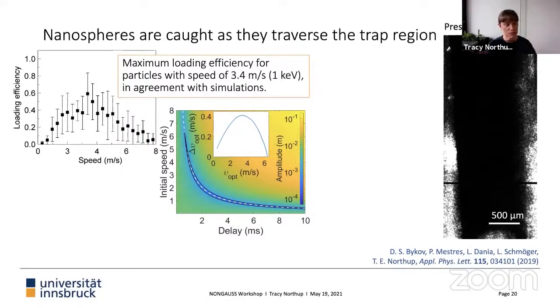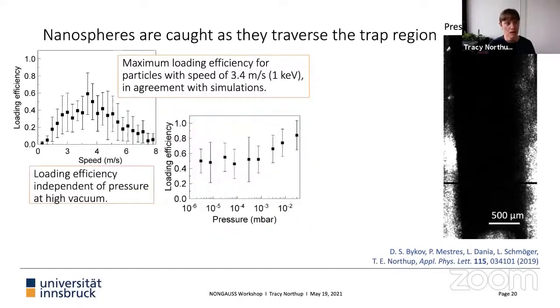So it's pretty close to push button, where you try to load a particle and then you have one in your trap. And we see that this efficiency is independent of the pressure. So even as we reduce the pressure of our vacuum chamber, we still have no problem loading these particles.